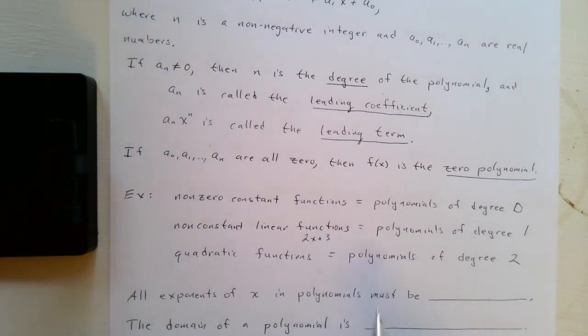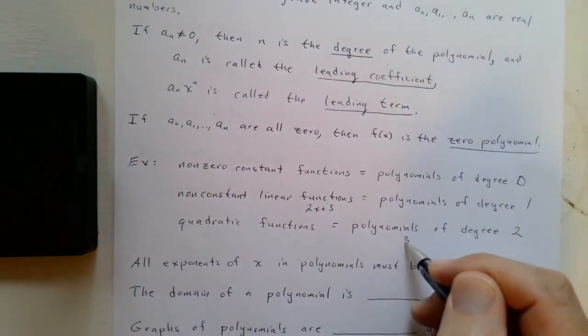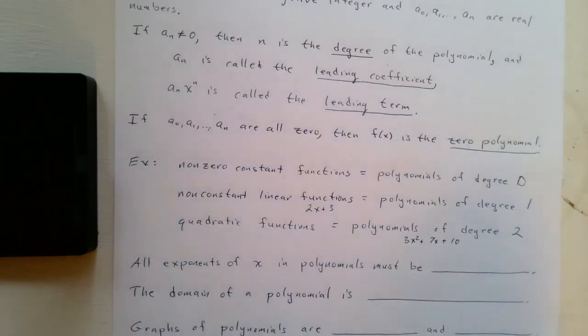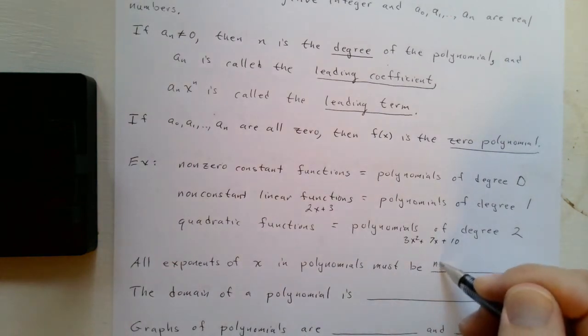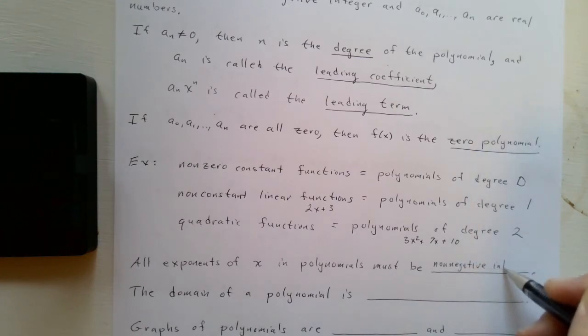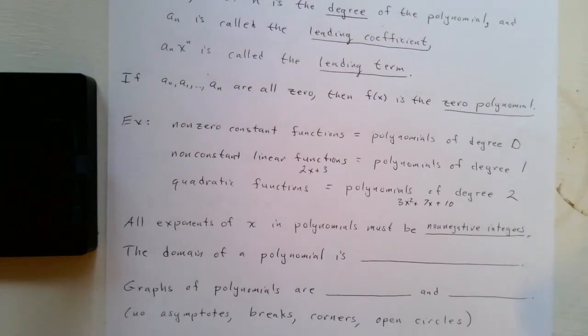Quadratic functions are polynomials of degree 2. So if we have something like 3x squared plus 7x plus 10, a sub 2 would be 3, a sub 1 would be 7, a sub 0 would be 10. All the exponents of x in polynomials must be non-negative integers. And that means, of course, no fractions.